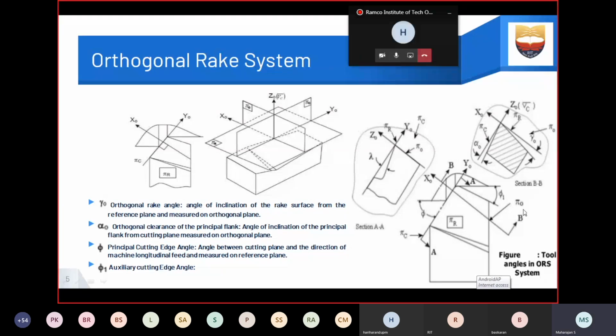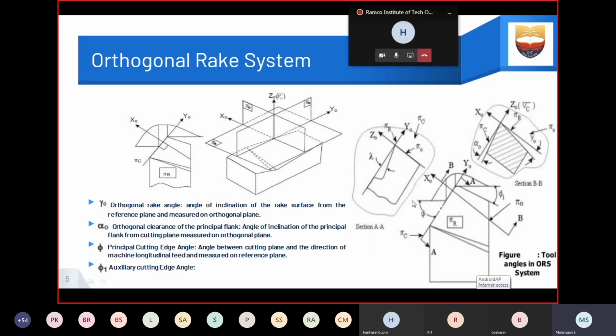If you consider this, you can have a sectional view. From the sectional view, we are going to find the rake angle, gamma naught, and alpha naught, which is the clearance angle. We have already seen the principal cutting edge angle and the auxiliary cutting edge angle, and also the inclination angle. These five angles we are going to see. This is the tool which we have.